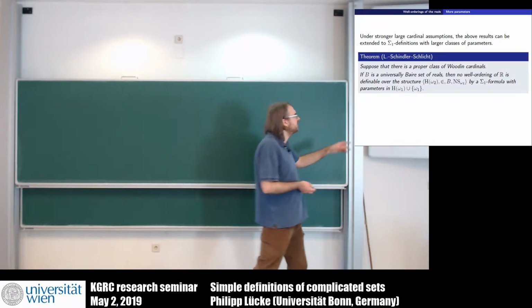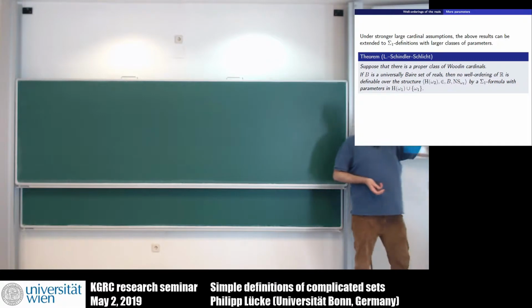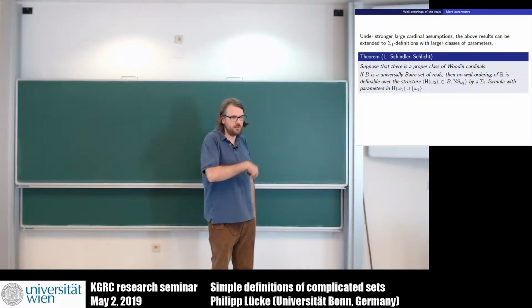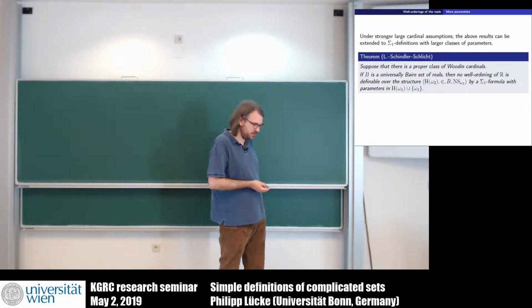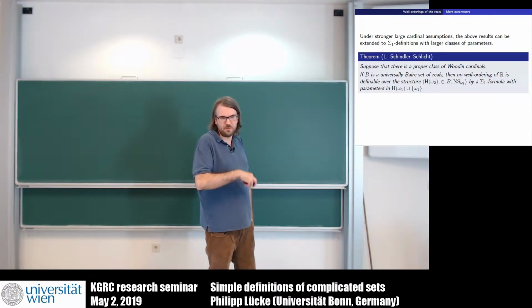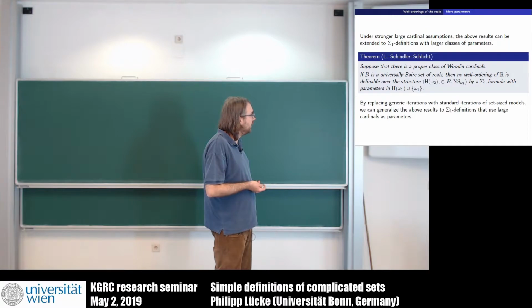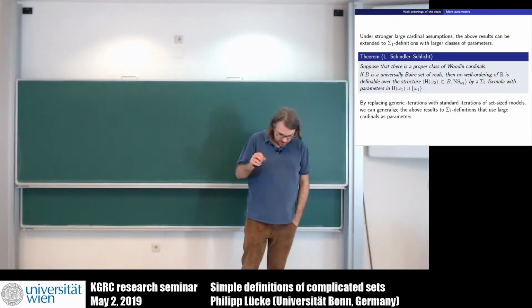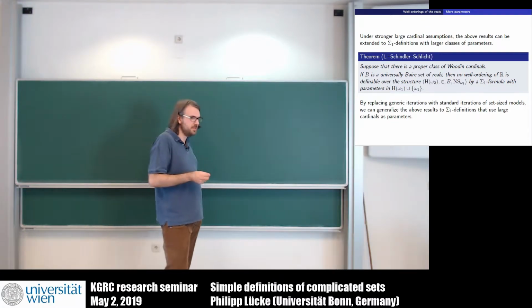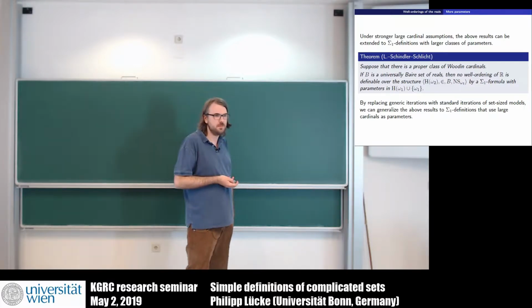definition. So this means that you have this set and its complement as an atomic formula in your language, and then you define Sigma 1 formulas in the corresponding way. Okay, and this is basically the same proof, just with a stronger machinery. But what we can also do is replace these generic iterations by real iterations of small models and get results for Sigma 1 definitions that use large cardinals as parameters.